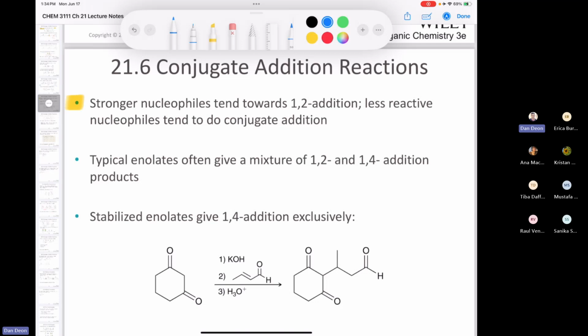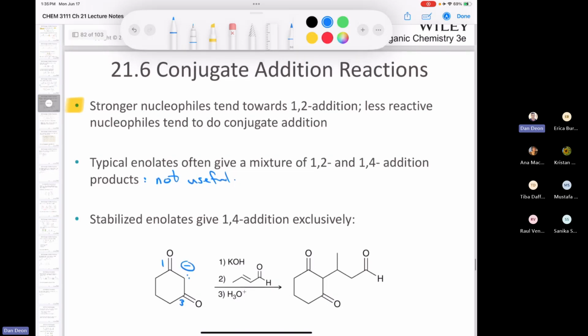I would just look, your own instructor will write this down for you. Not very useful, okay? I'll just put here, not useful. I don't want to do a reaction where I get a mixture. That doesn't sound exciting to me whatsoever. But you guys remember a stabilized enolate? Like if you have a 1,3 dicarbonyl, right? Well, the 1,3 dicarbonyl gives you a stabilized enolate, and then it does the 1,4 addition.